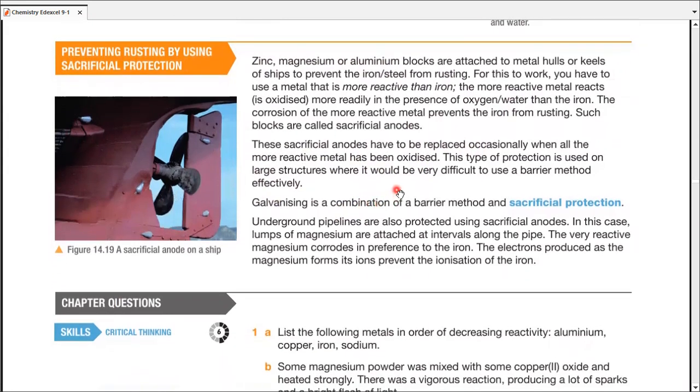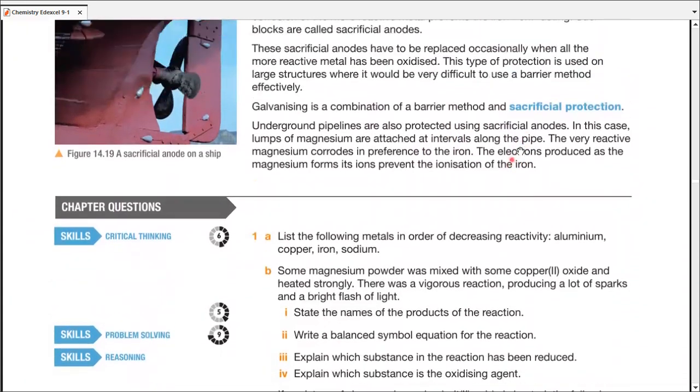So actually, galvanizing was a combined method of barrier and sacrificial protection. Sacrificial protection is simply sacrificing a more reactive element to save iron. Now, in all these cases, the more reactive element would rust or will get corroded and iron will not. I hope this all makes sense, right? Good. And that's it.